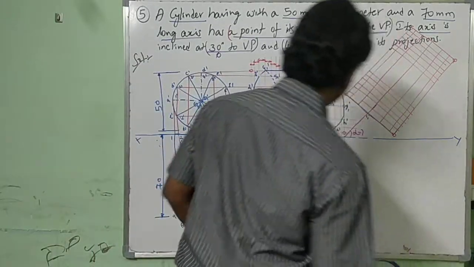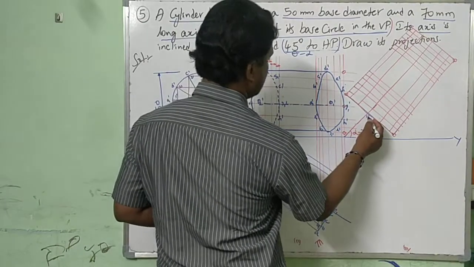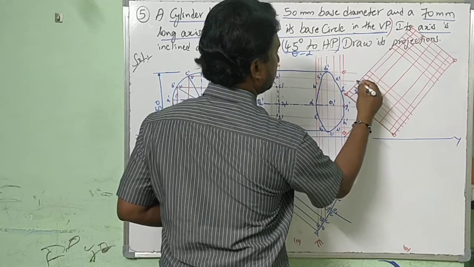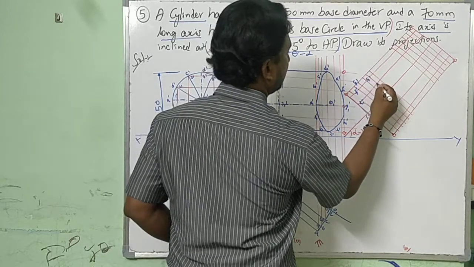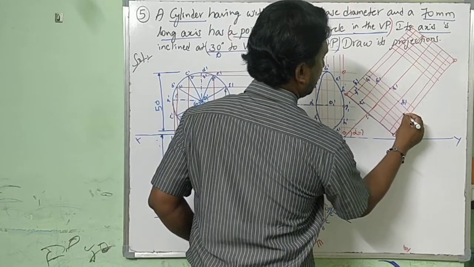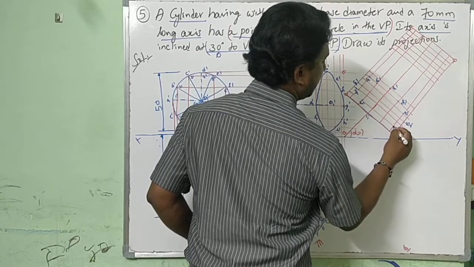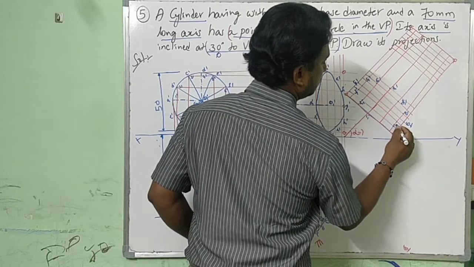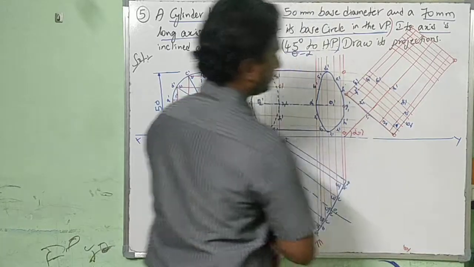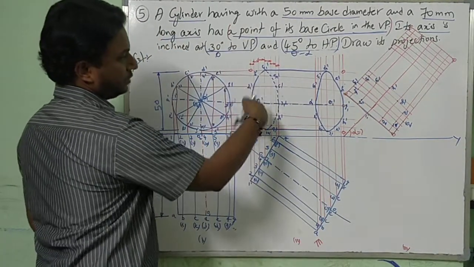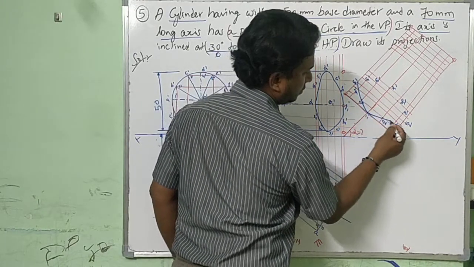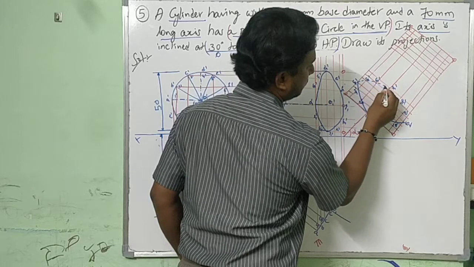Now in this, you have to plot the points. Here 1, 1 dash, 2, 1 dash, 3, 1 dash, 4, 1 dash, 5, 1 dash, 6, 1 dash, 7, 1 dash, 8, 1 dash, 9, 1 dash, 10, 1 dash, 11, 1 dash, finally 12, 1 dash. Which are thick? 4 to 10. Hidden remaining parts.